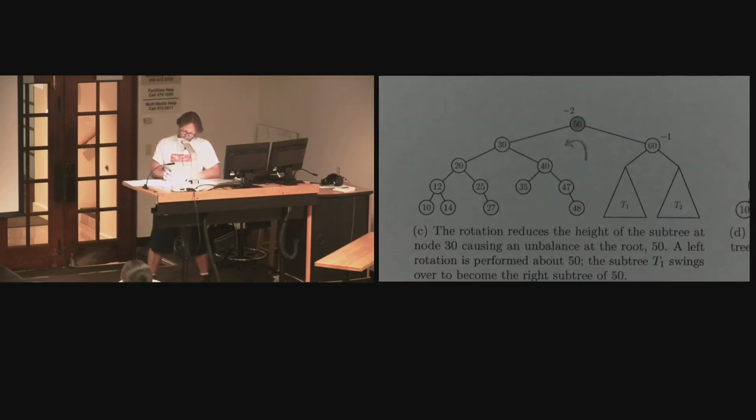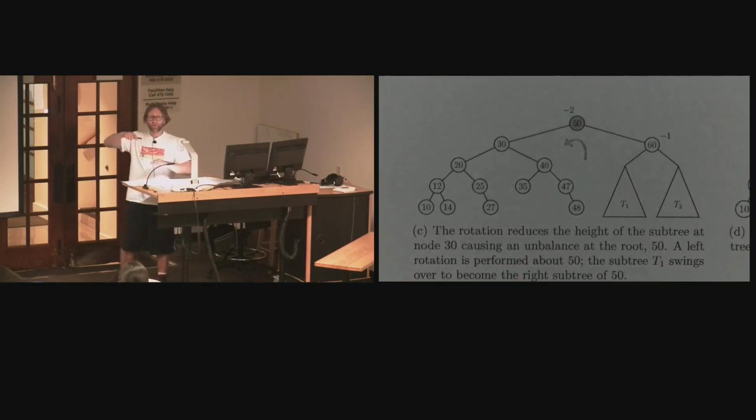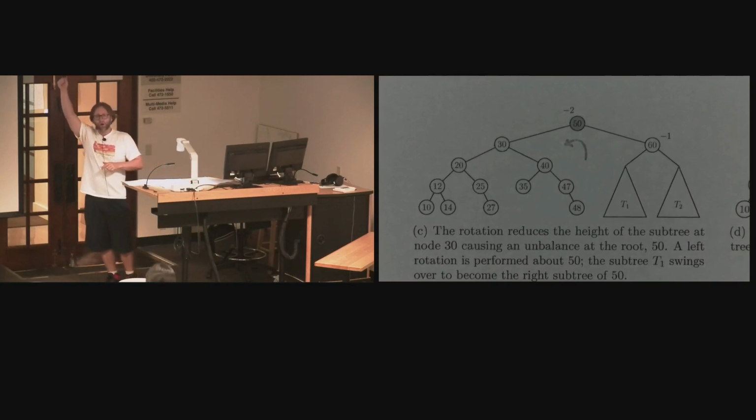So I believe that we have to do another rotation. What kind of rotation? Oh, it's a left rotation again. And what happens to 60? It comes up here. T2 swings over to become the new right child of 50, and T1 remains over here. At which point we're done. Because if you fix the balance factor all the way up to the root, well, that's where you stop.